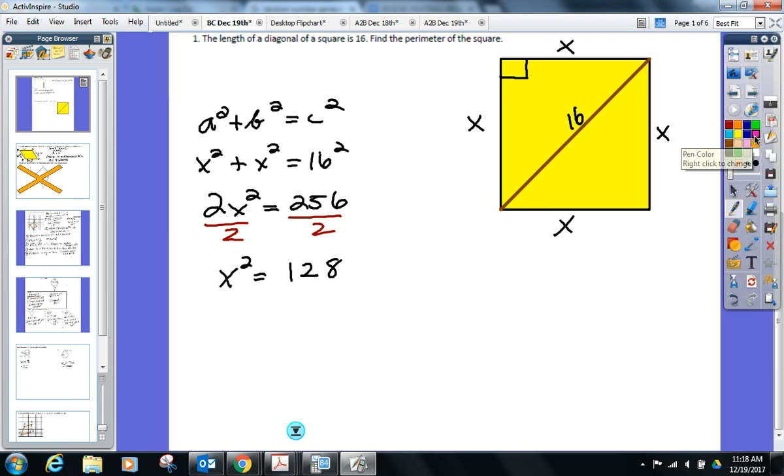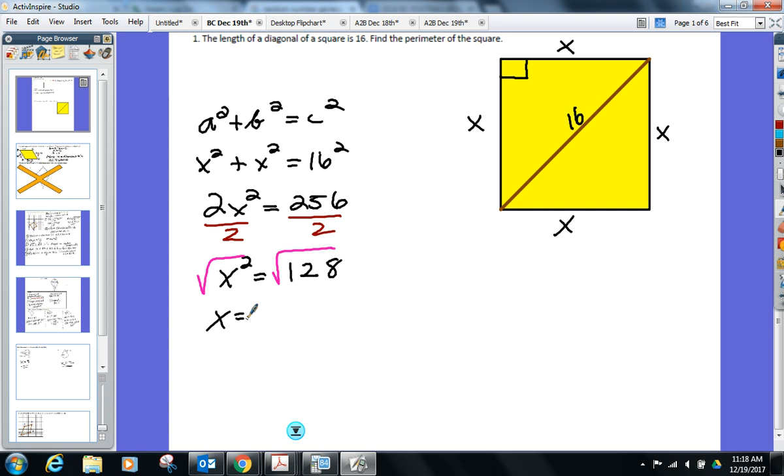Now what do you want to do on both sides? Square root them. Oh, and then you get a decimal in your calculator, right? That's not how we roll in enriched. That's not how we roll. Can you break that down even more?